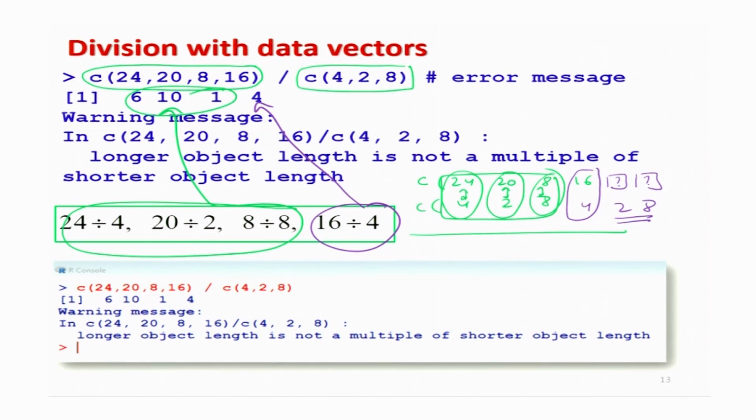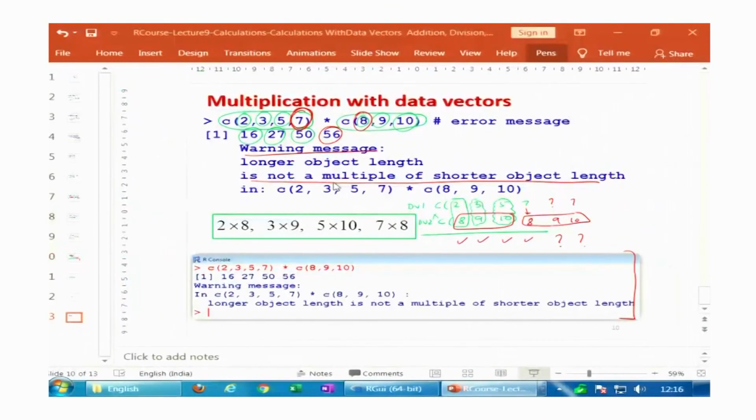So, it will stop here and it will give you a warning message, right, the same warning message that the longer object length is not a multiple of the shorter object length. So, this is how the R software works when you are trying to do division in the case of data vectors.